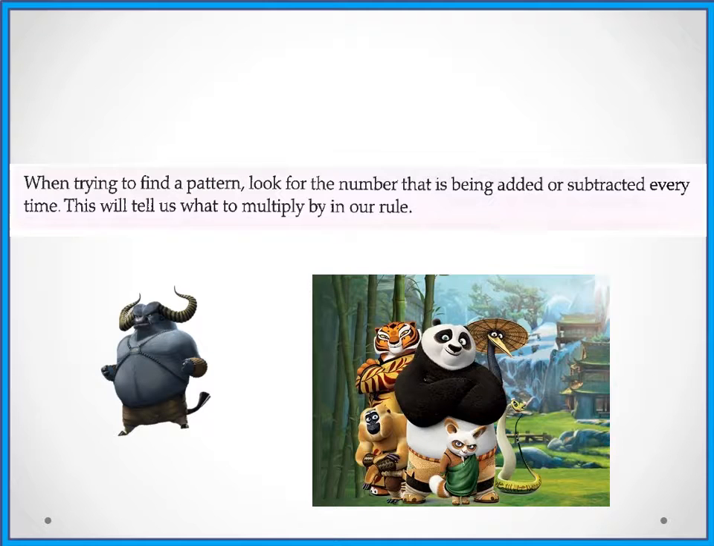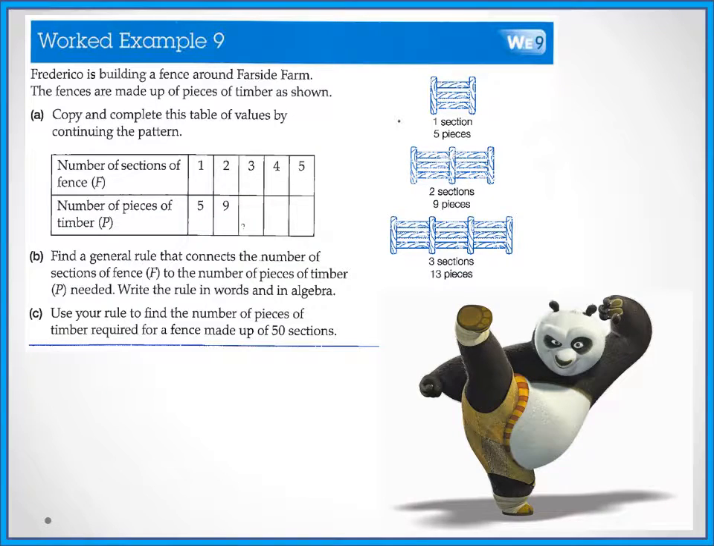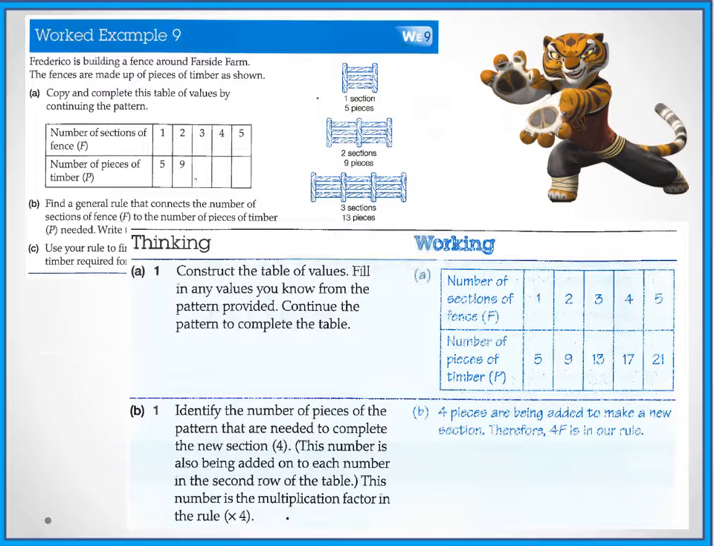So we're looking for a pattern. Look for a number that's being added or subtracted every time, and this tells us what we're multiplying by. Let's look at the fence one. Here's one panel of fence, which has 5 pieces. In the next one, we've got 2 panels and 9 pieces. What we added on was 1, 2, 3, 4, and so on. At another section, we added another 4 pieces on. There's the pattern that we're starting to form.